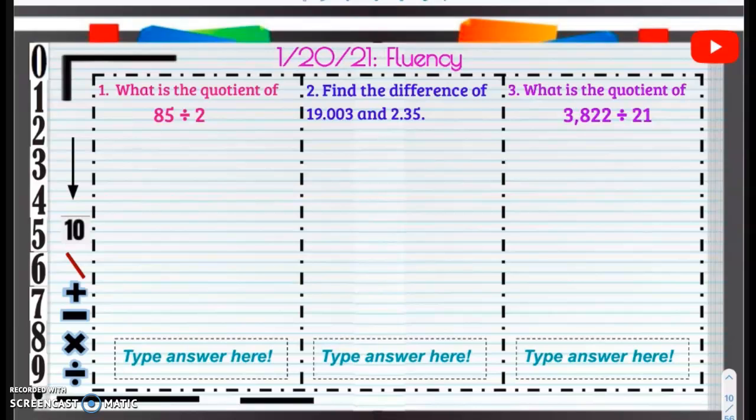January 20th, 2021. Fluency. What is the quotient of 85 divided by 2? All right, so that first one, quotient, remember that means divide. So we're going to do 85 divided by 2. I'm actually going to move that down a little bit. There we go. 85 divided by 2.